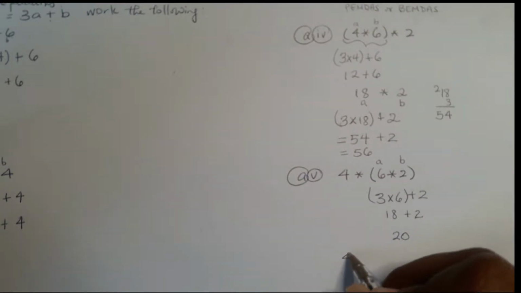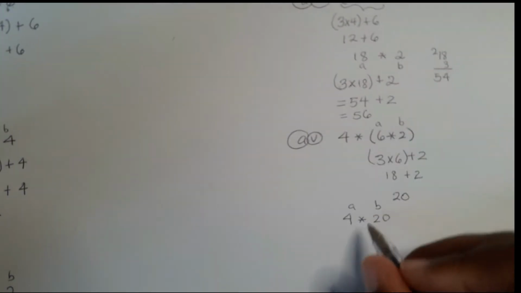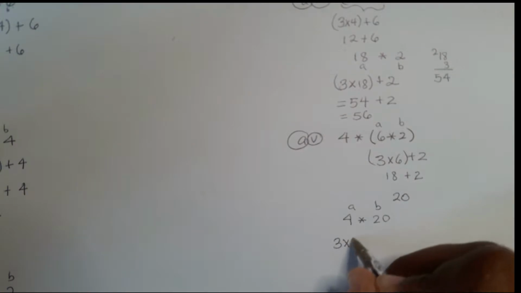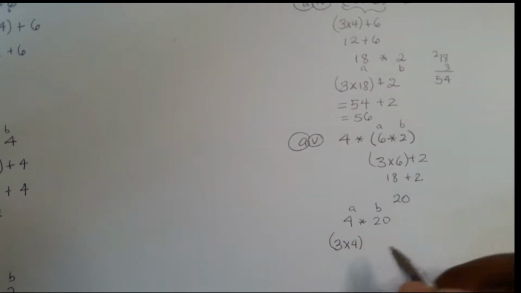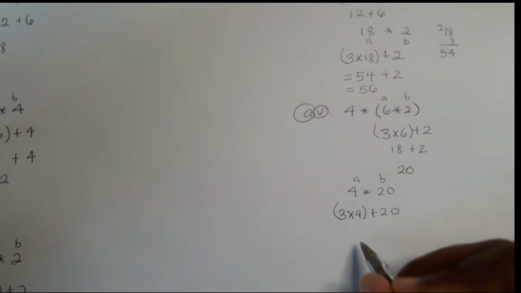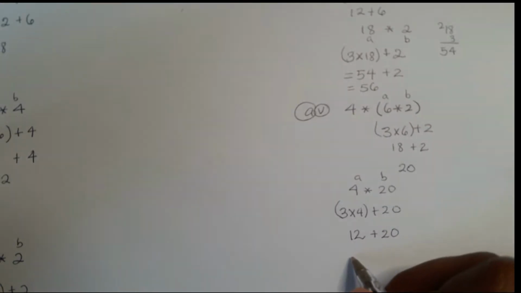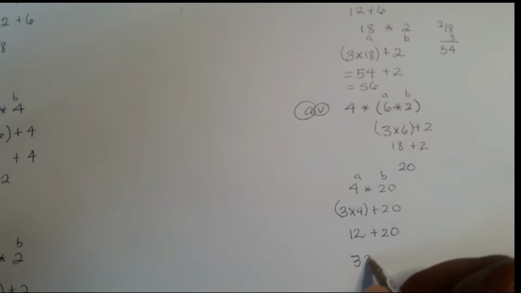So now we have 4 star 20. And now this is our A and B. We're going to say 3 times 4 plus 20. 3 times 4 is 12, plus 20. That will give us 32.